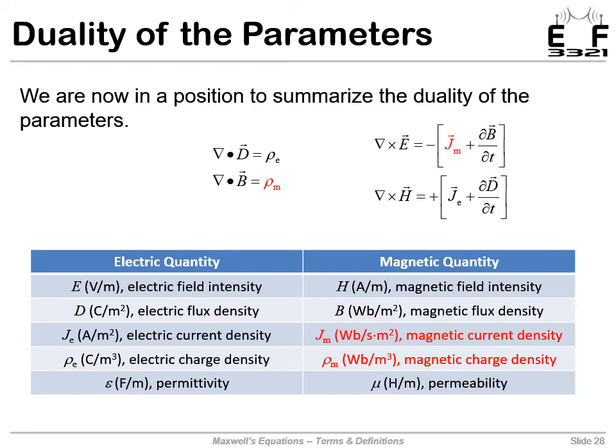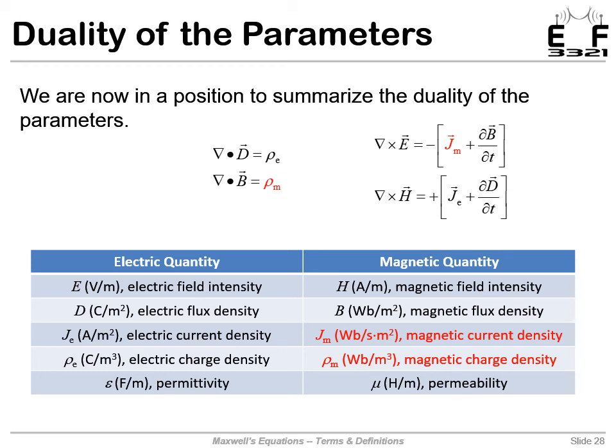We had an electric current density, amps per meter squared. We have our magnetic current density, Webers per second meter squared. We have an electric charge density, rho, and now I'm not writing it with the V subscript, it's an E subscript, so that we remember that this is the electric charge density compared to the magnetic charge density. But since this rho m really doesn't exist, and we almost always set it to 0, then we'll put a V in here where we have an E to remind us that that's the volume charge density. And then permittivity for electric fields, permeability for magnetic fields.